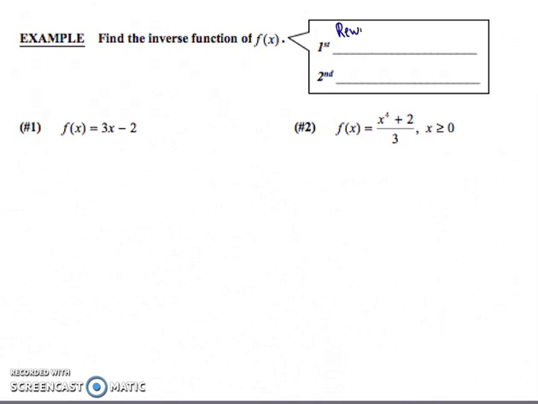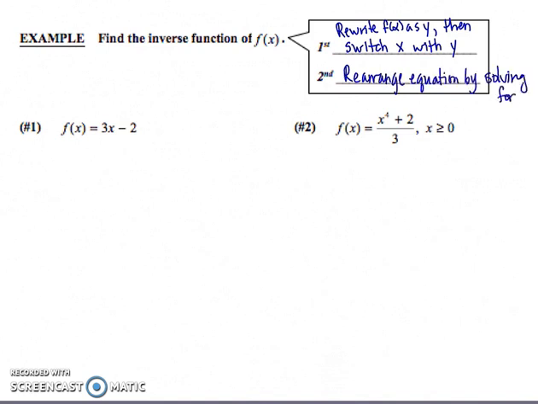we're going to rewrite f of x as y, and then we're going to switch x with y. We are literally going to switch their spots in the equation. And then our second step is we're going to rearrange the equation again so that now our equation looks like y equals. So we're going to rearrange our equation by solving for y.